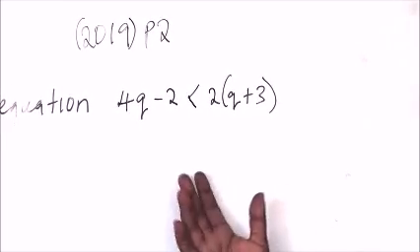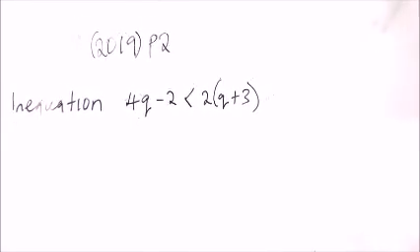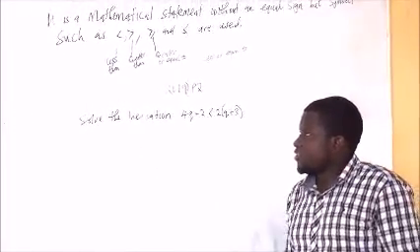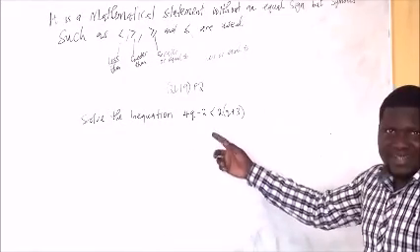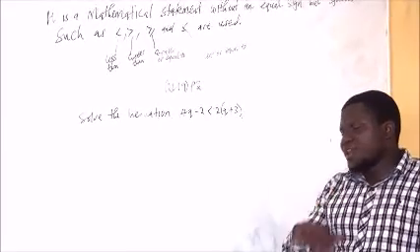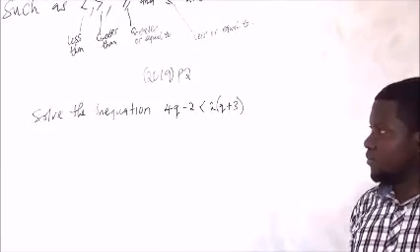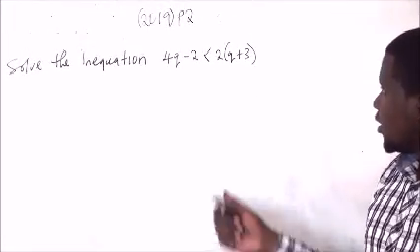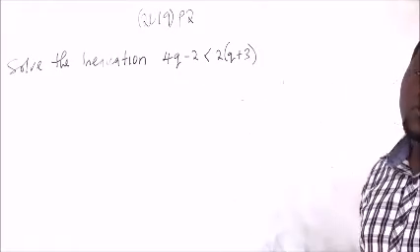Yeah, let's look at how we can solve this inequation in paper 2 in relation to how we were solving inequations in paper 1. Now the question reads, solve the inequation 4q minus 2 less than 2 open bracket q plus 3. And we should bear in mind that this question carries only 2 marks. So for us to solve this inequation, we still have to work on the expansion part whenever it is such a situation before we even collect like terms.